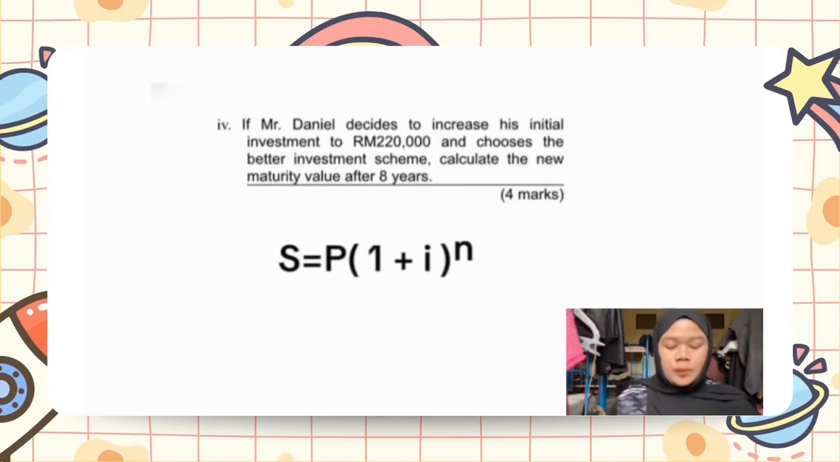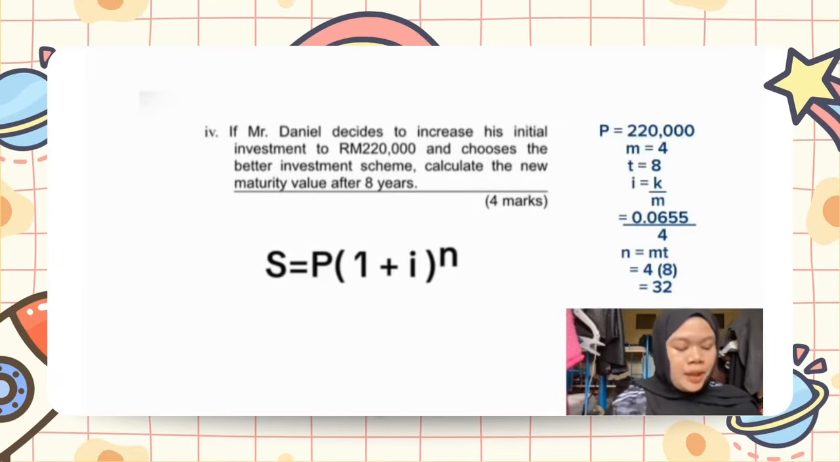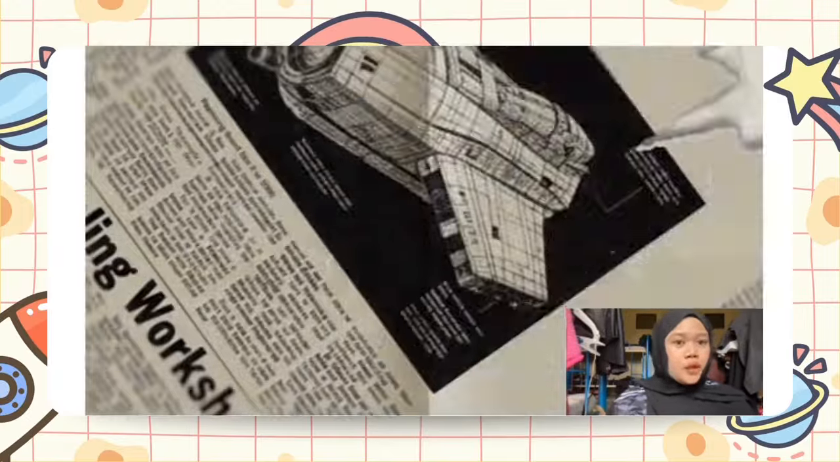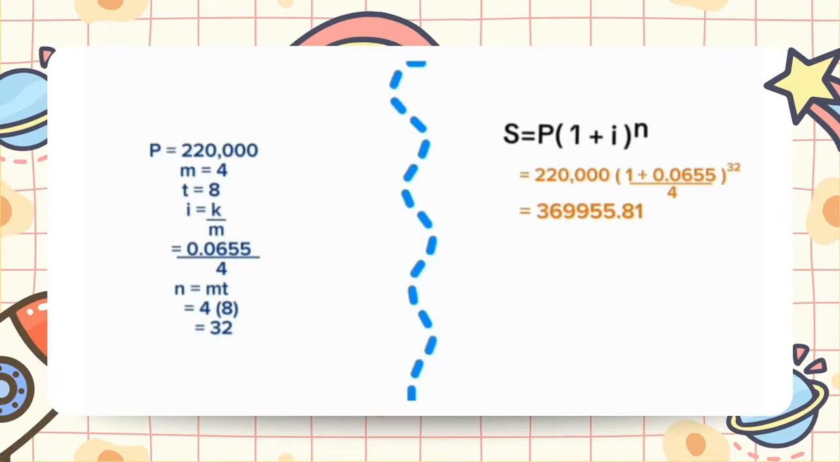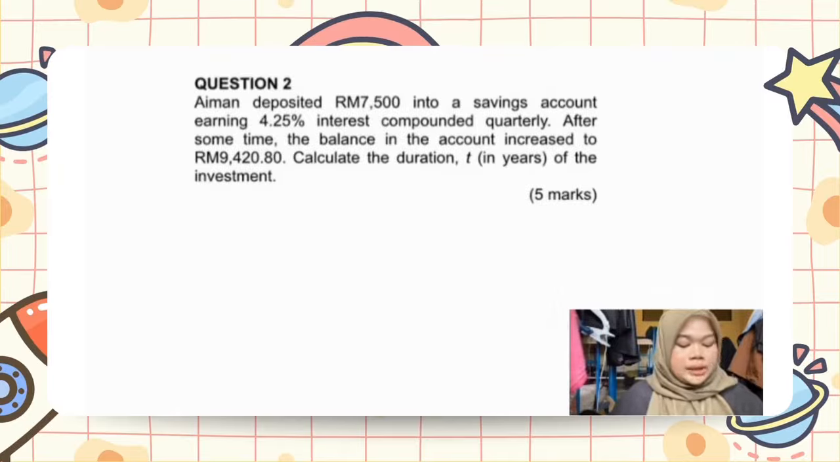So now we have to calculate the new maturity value after 8 years for Mr. Daniel. So the formula is S equals P (1 plus I) to the power of N. So the P is 220,000, M is 4, T is 8, and I equals K per M. It was 0.0655 per 4. So we use the interest from Bank B, which is Bank Y. So the N is M multiplied by T, and it was 32. So now we have to put all of this information into the formula. So the final answer is 369,945 ringgit 81 cent.